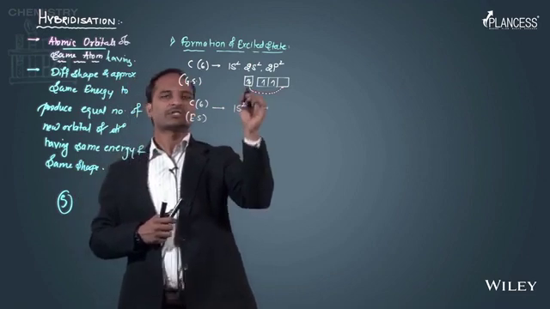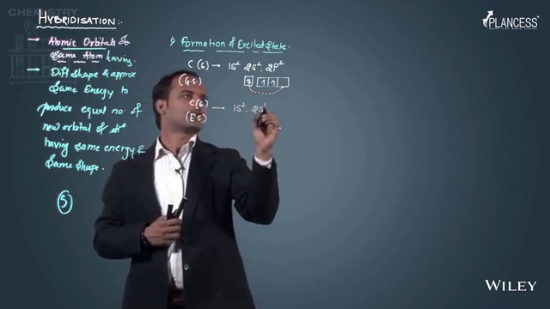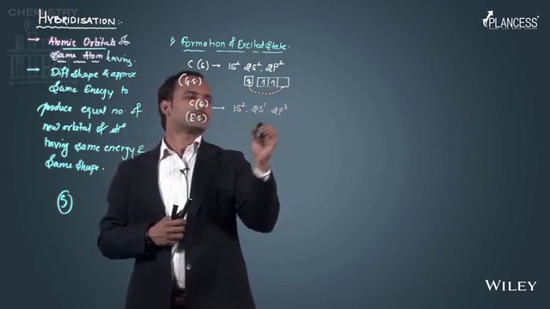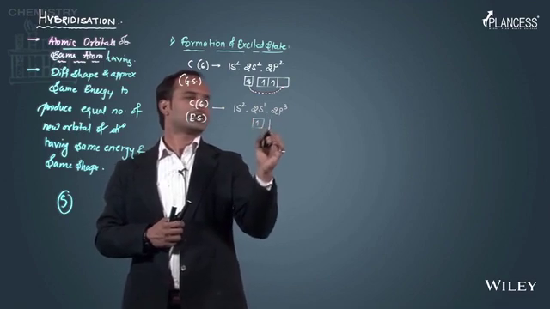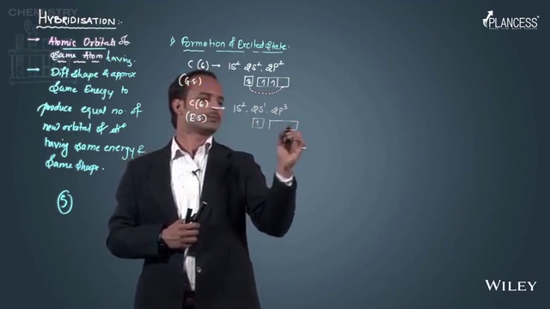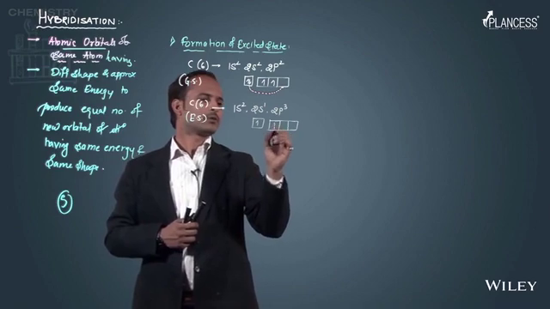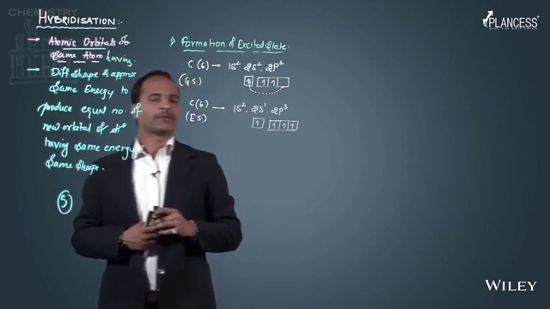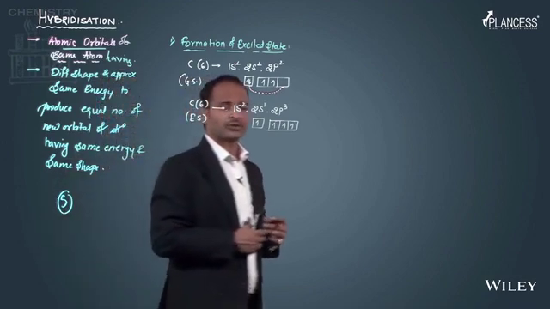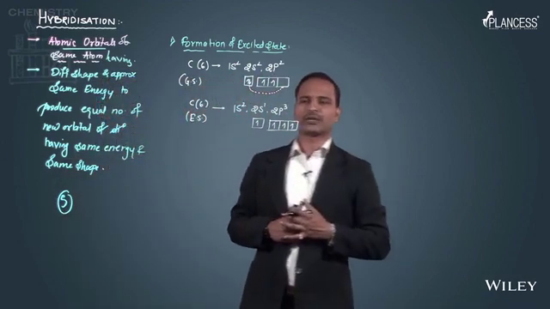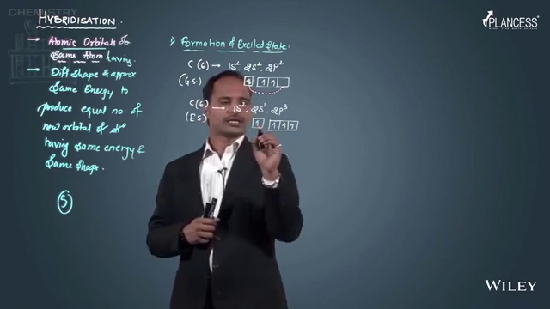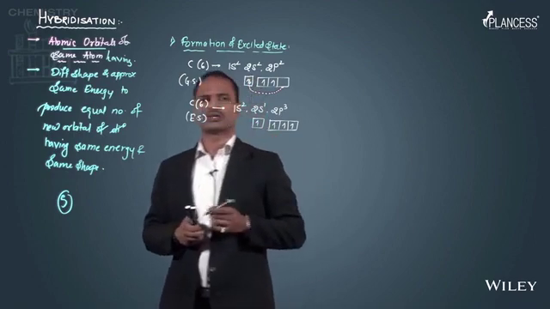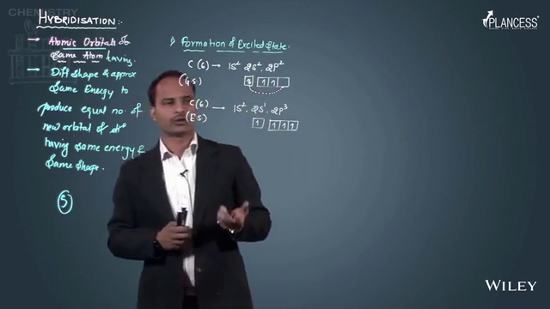So the configuration will change to 1s2, 2s1 and 2p3. So now this will be s1 and this is p3. 3 half-filled orbitals now we have. Okay. So how many half-filled orbitals in total do we have? Total half-filled orbitals are 4. So since total half-filled orbitals are 4, simply now I can say that carbon will form 4 bonds.